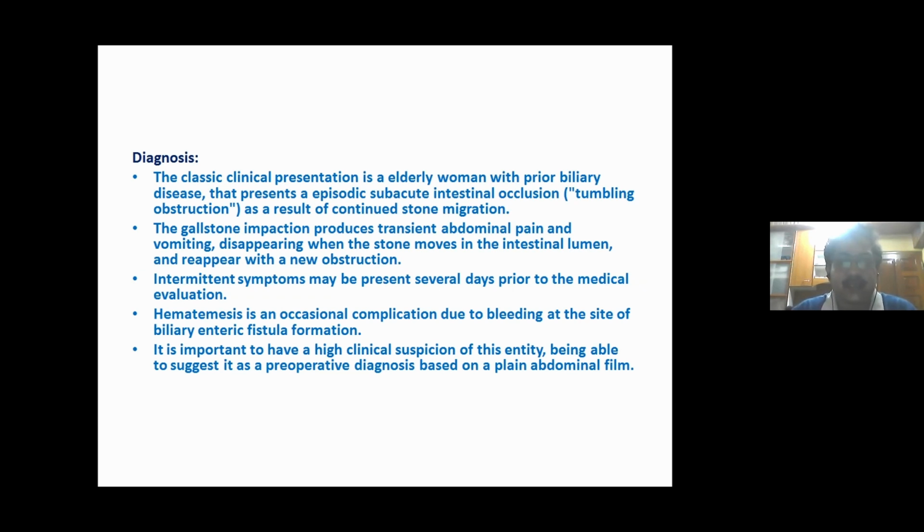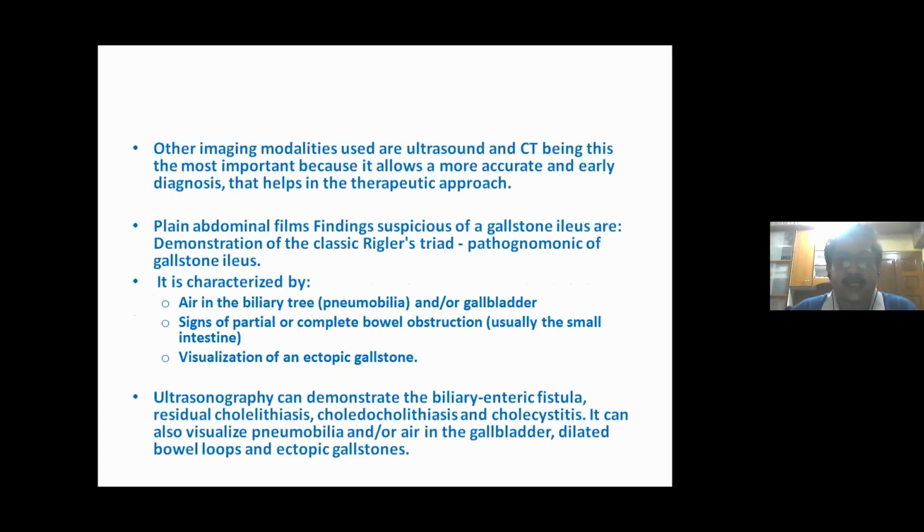Hematemesis is an association due to bleeding at the site of the bilioenteric fistula. It is important to have a high clinical suspicion of this entity, being able to suggest it as a preoperative diagnosis based on a plain abdominal film. Other imaging modalities used are ultrasound and CT, CT being the most important because it allows a more accurate and early diagnosis that helps in the therapeutic approach.